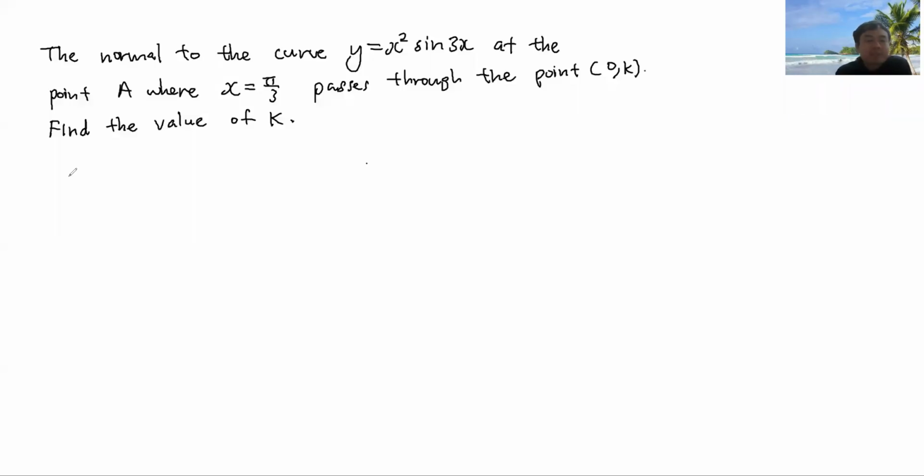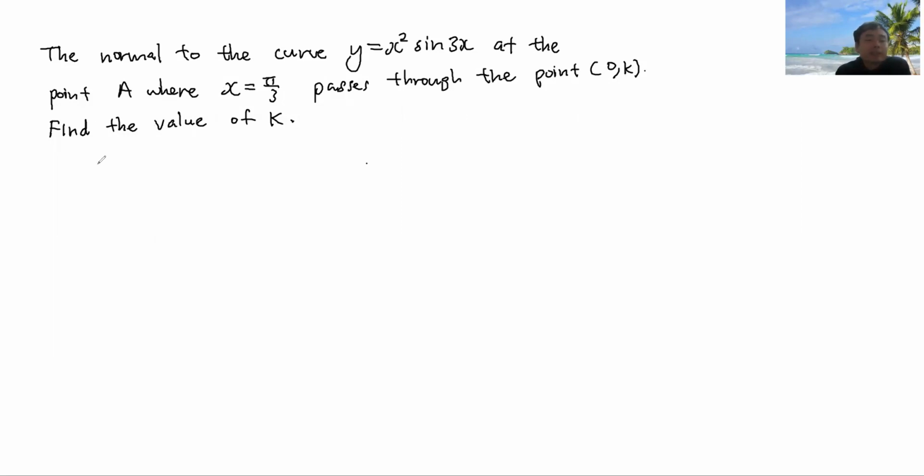Hi guys. Okay, today we're going to talk about this question. The normal to the curve y equals x squared times sine 3x at the point A, where x equals pi over 3, passes through the point (0, k). So how do we find the value of k?